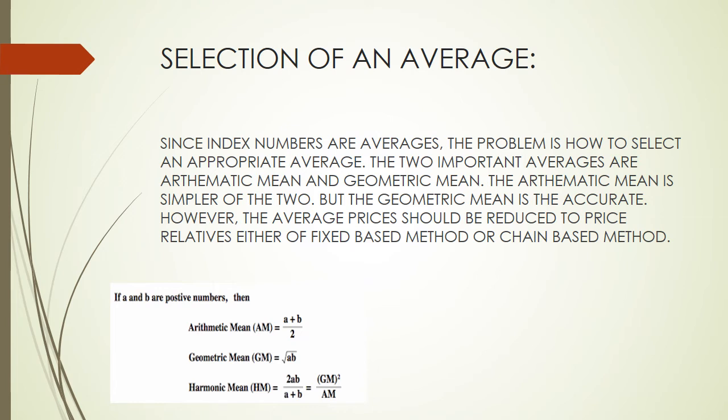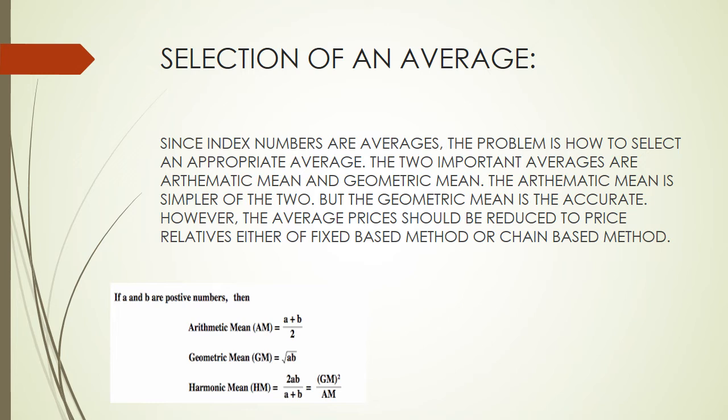Selection of an average. Since index numbers are averages, the problem is how to select an appropriate average. There are two important averages, that are the arithmetic mean and the geometric mean. The arithmetic mean is the simpler of the two, but the geometric mean is the accurate one. However, the average prices should be reduced to price relatives, by either the fixed base method or the chain base method. Let us not go into detail, because some of the students will not know about these methods. So there are two important averages, that is AM and GM, what we say arithmetic mean and geometric mean.